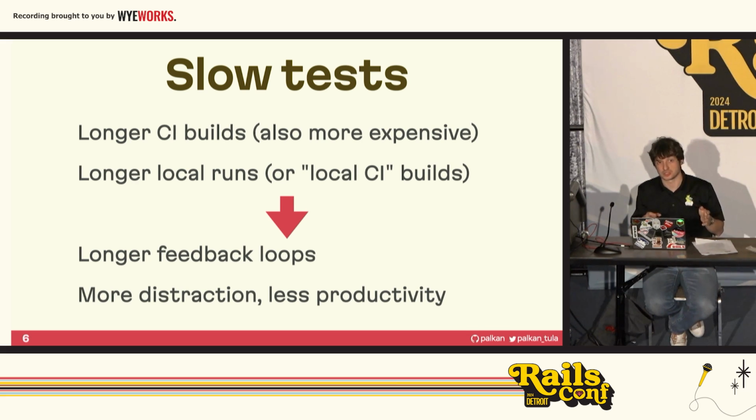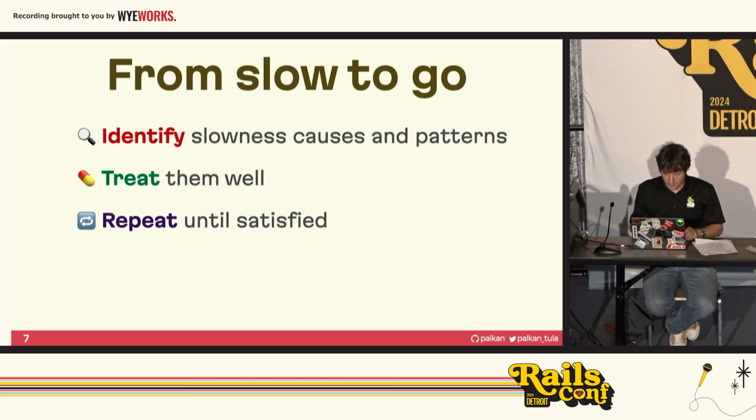I'm not assuming running the whole test suite locally, but still you run tests locally, and even running a small subset of tests should be quick enough to avoid distraction, to make your feedback loop faster, and thus make you more productive, because that's the reason why we choose Rails, right? We want to be productive. So the process of making tests faster is similar to doing any other optimization work. First, we need to identify what caused the slowness, and then we need to apply some patch to take a pill, and we repeat until we're satisfied.